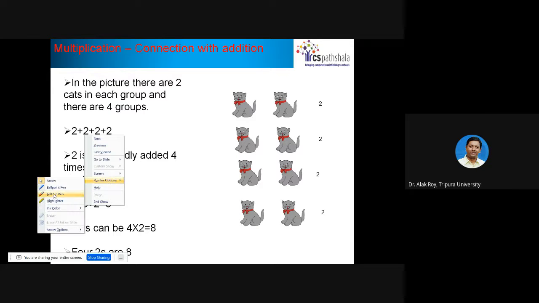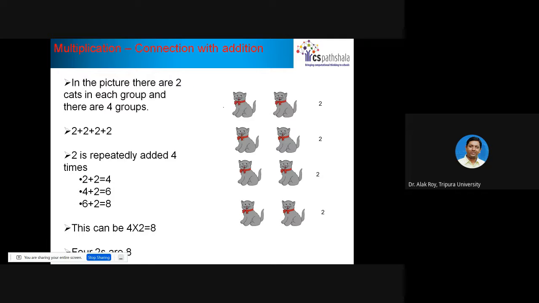Say in the picture there are two cats in each group. Okay, and there are 4 groups. So group 1, group 2, group 3, group 4. So how many cats are there? Since there are 2 cats in one group, 2 into 4 different groups, it will be 8.